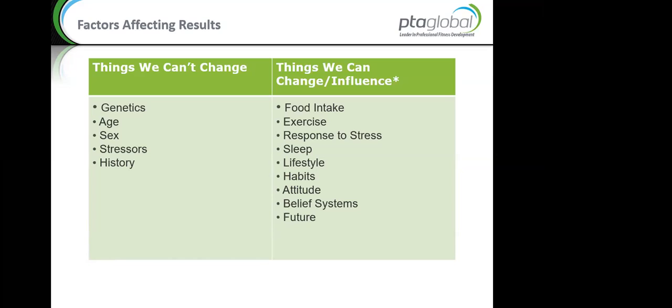Then what we have to look at is, well, what can we change and influence? And that's things like food intake, exercise, how they respond to the stressors in their life, the quality and quantity of sleep, what they're doing in their lifestyle beyond the times we see them at the gym. And then things like their habits, their attitudes, their belief systems, and what they do with the future. So we actually have an awful lot that we can change and influence. And most of those things you can see are going to be collaborative in nature.